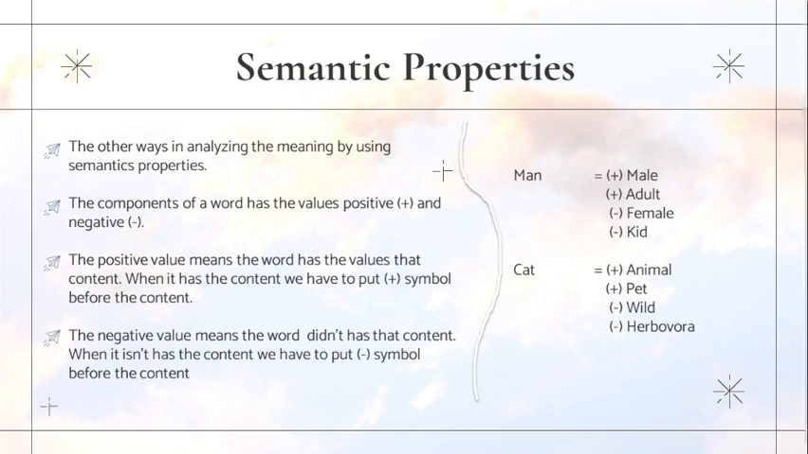The negative value means the word doesn't have that content. When it doesn't have the content, we put a negative symbol before the content. In describing semantic properties, we can use both values, whether positive or negative. So we can combine those two values in describing the meaning of a word. For example, man: positive male, positive adult, negative female, negative kid. And cat: positive animal, positive pet, negative wild, and negative herbivore.